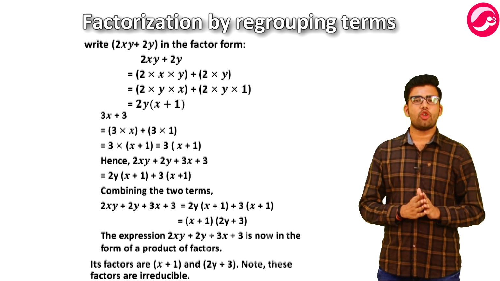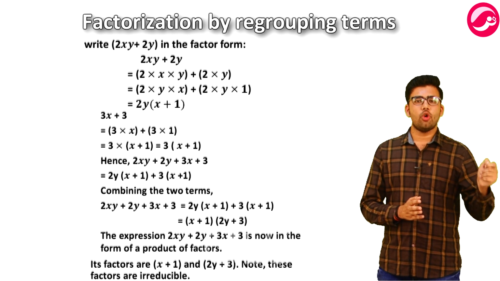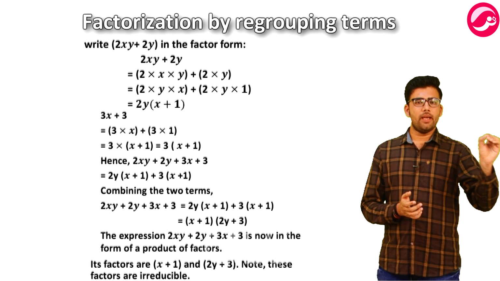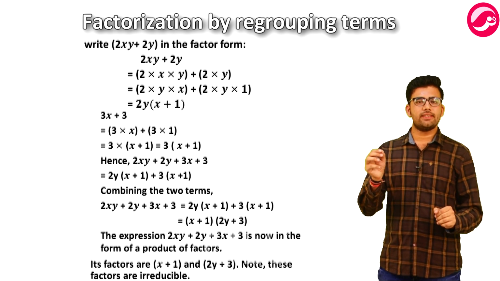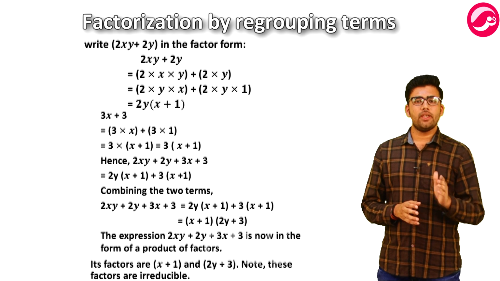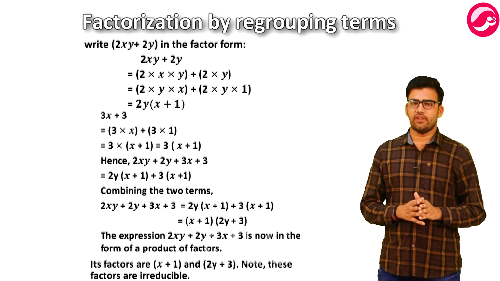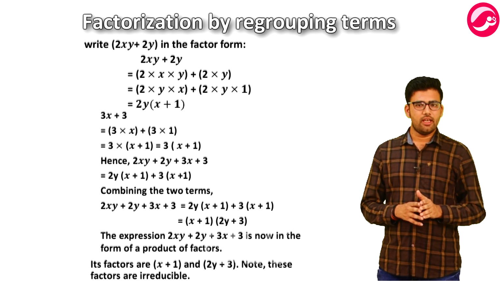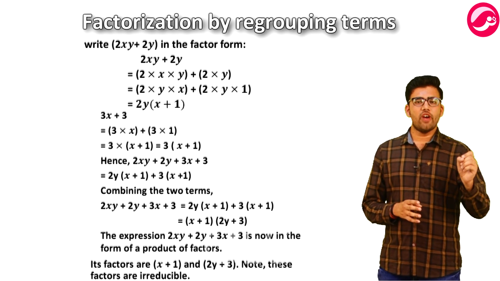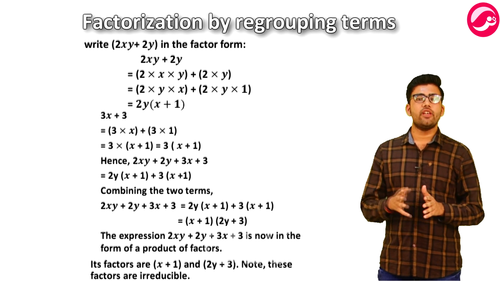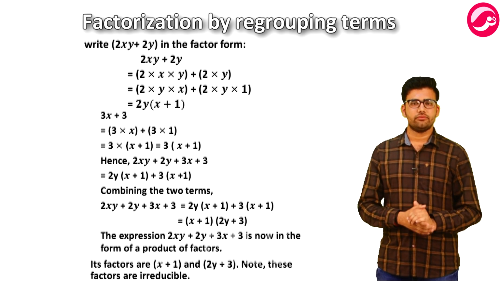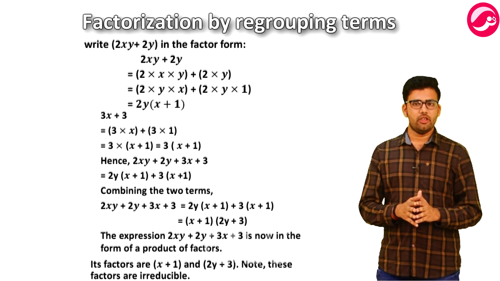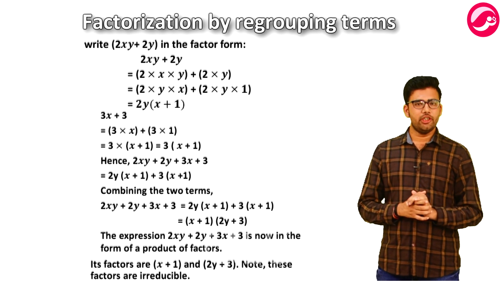Observe, now we have the common factor (x plus 1) in both terms on the right hand side. Combining the two terms, we get 2xy plus 2y plus 3x plus 3 is equal to 2y(x plus 1) plus 3 into (x plus 1). So, finally, we will get (x plus 1) into (2y plus 3). The expression 2xy plus 2y plus 3x plus 3 is now in the form of a product of factors. Its factors are (x plus 1) and (2y plus 3). Notice, these factors are irreducible.